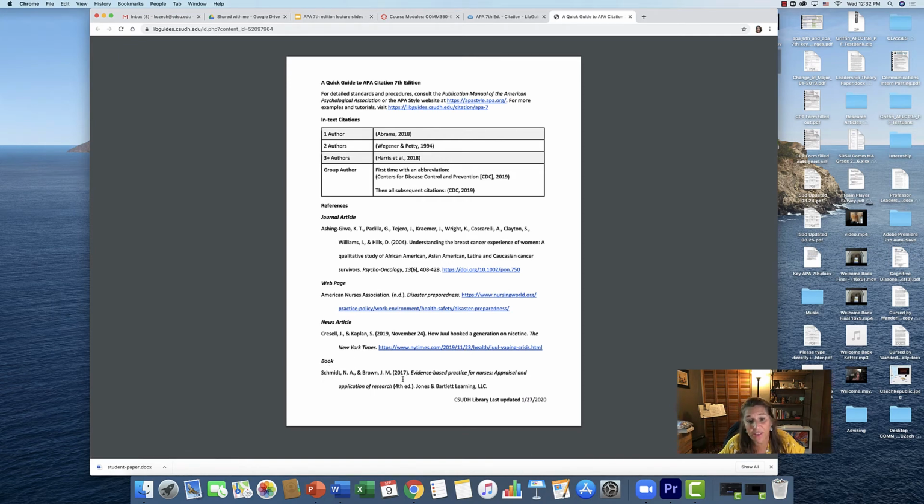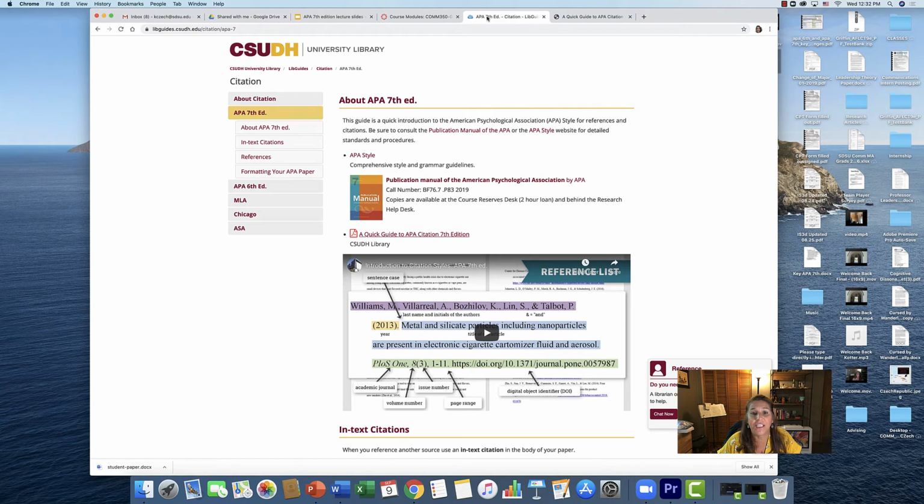And finally, this is a book. We have 2 authors here. The book is the title, italicized, and the publisher. This also has an edition, 4th edition, Jones and Barrett Learning, the publisher. And that's it.